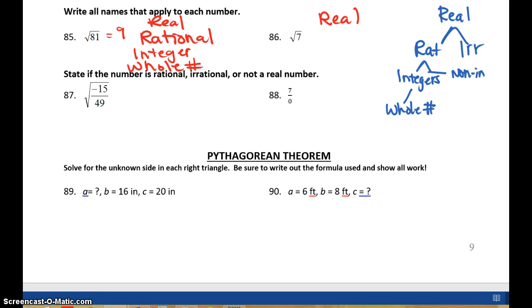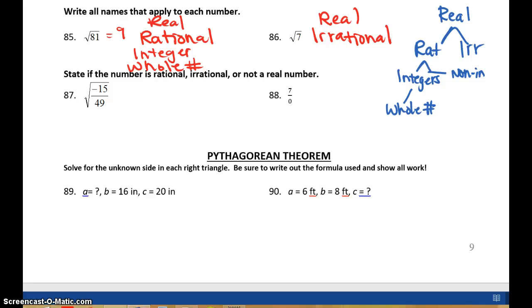Now, irrational means it does not end or repeat. Square root of 7 is not a perfect square, so we know that's irrational. So we would stop and write irrational here. And since it's irrational, we can't get any more specific there, so we would just go on. We're finished with that one. So number 85, all four for that one: real, rational, integer, and whole. And for 86, it's real and irrational.